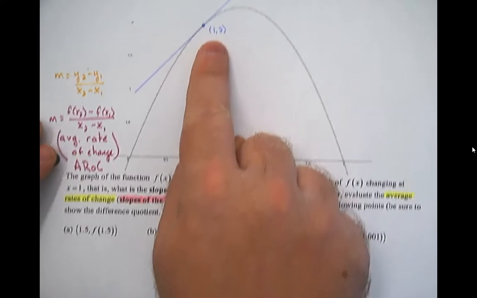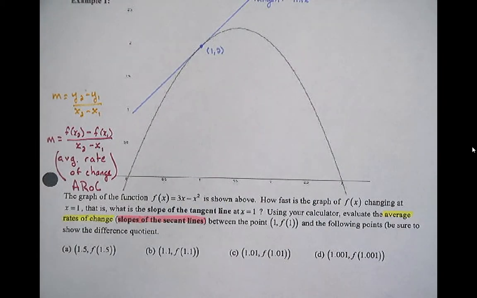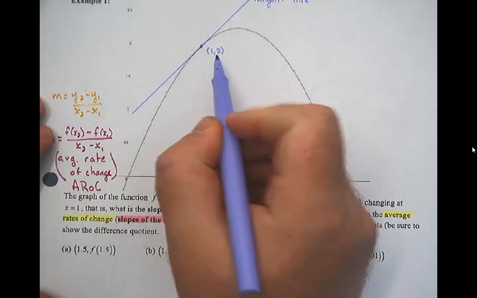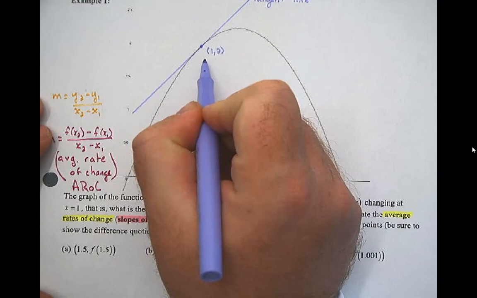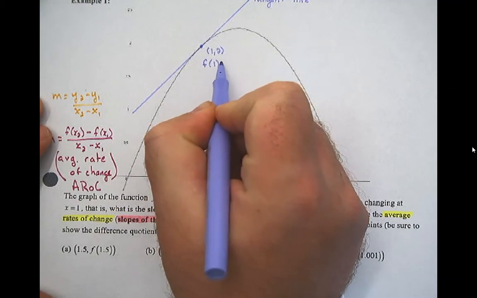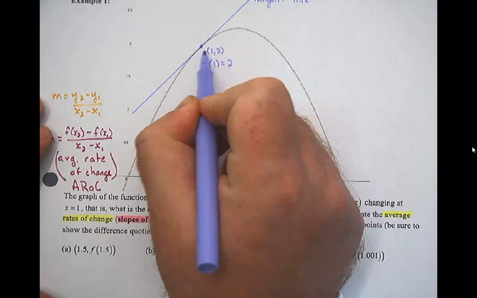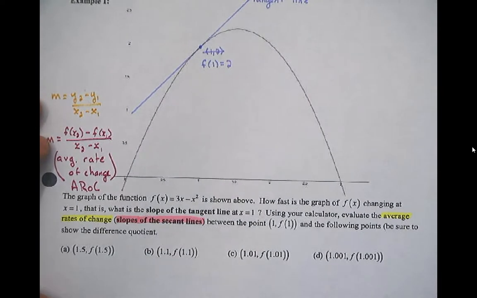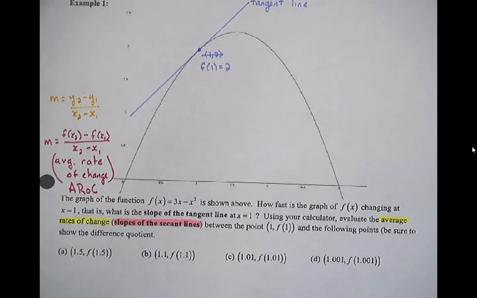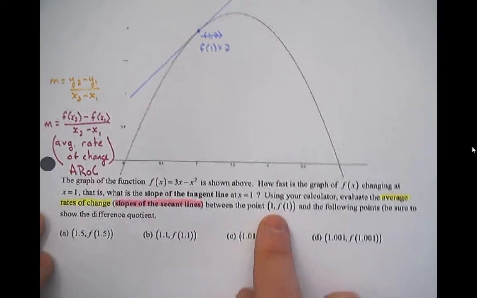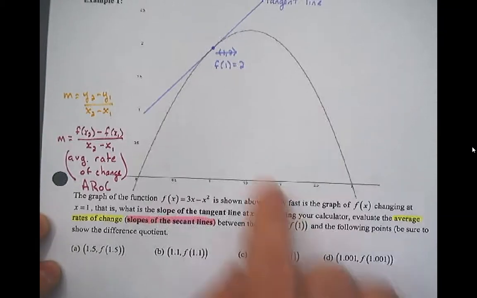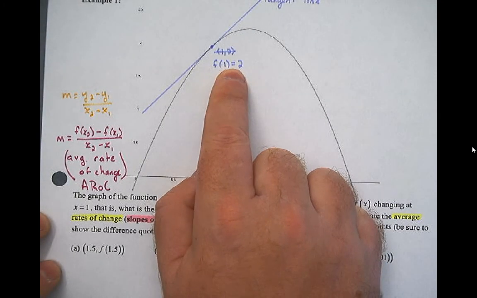So I should probably go back up here and rewrite this. We don't really write them as 1 comma 2 anymore. We would say f of 1 equals 2. That's a much more succinct way, much more mathematical way of saying this. Okay, so let's go ahead now. We're supposed to just calculate some slopes. That's very doable.